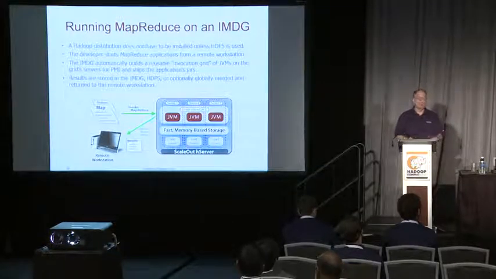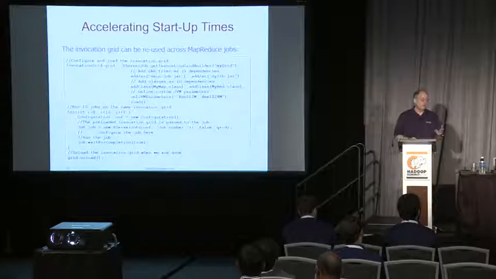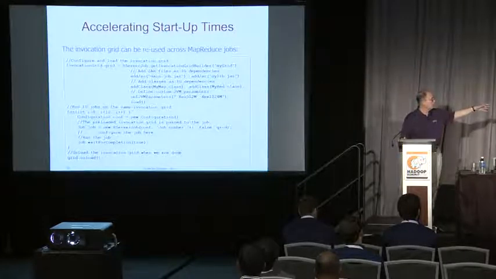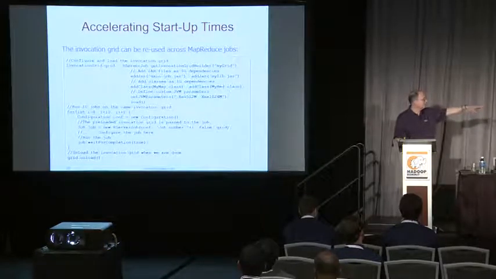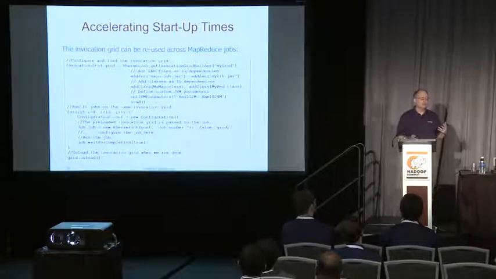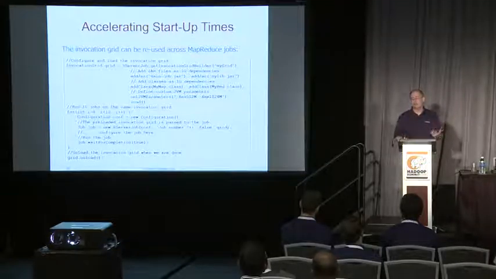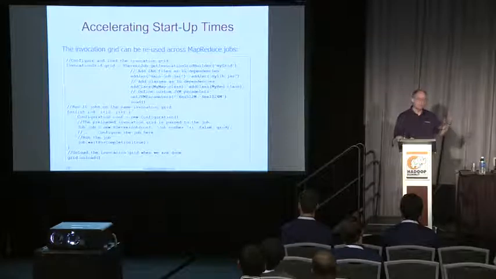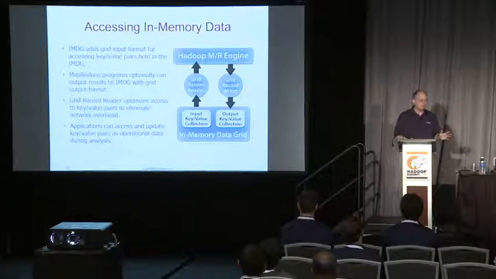Now, this shows you how you would accelerate the startup times by simply creating an invocation grid, and we've enhanced the job objects so that you can just specify the invocation grid and then use it over and over again. This is identical to what Spark does, right? They just keep data in memory. There is only one invocation grid, right? So we allow multiple invocation grids for multi-tenancy support, but the point is that they can be persisted across multiple jobs, and that's typically what's done. They're brought up and left running all day. They're never brought down.